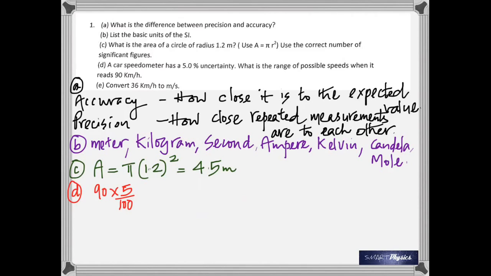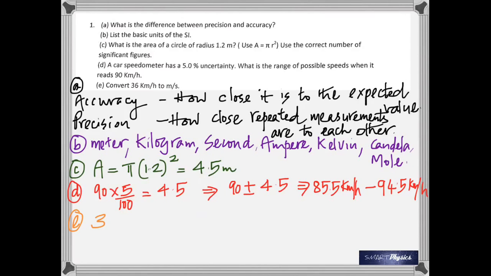And then a car speedometer has 5% uncertainty. What is the range of possible speeds when it reaches 90 km per hour? So take 5% of 90 first, which is 90 times 5 by 100, gives 4.5 km per hour. And so the range must be 90 plus or minus 4.5. 90 minus 4.5 is 85.5. 90 plus 4.5 is 94.5. So that is the range.